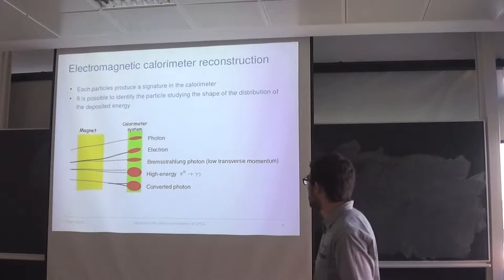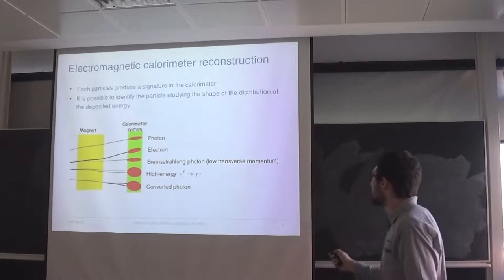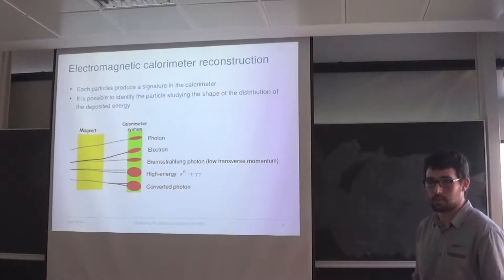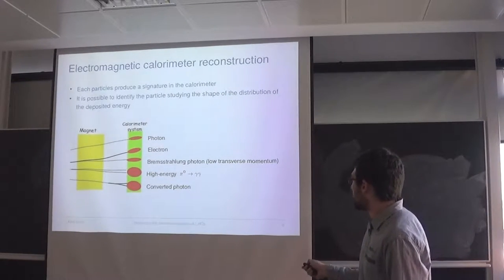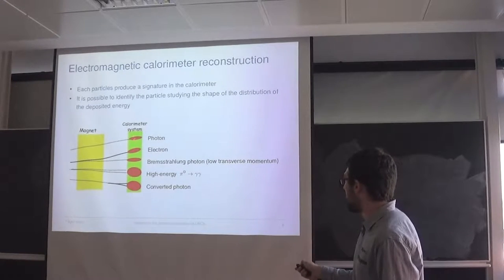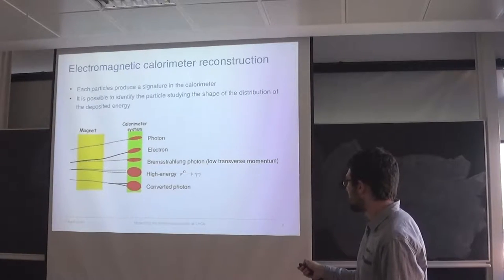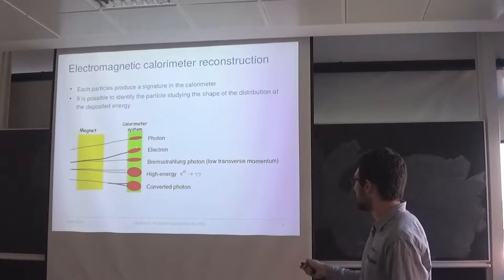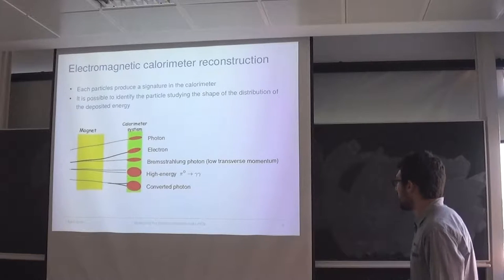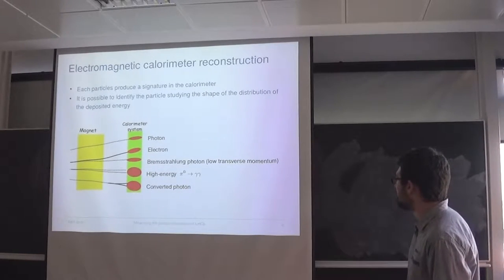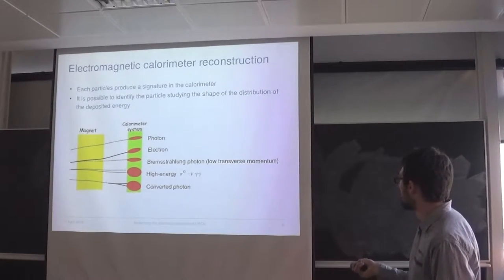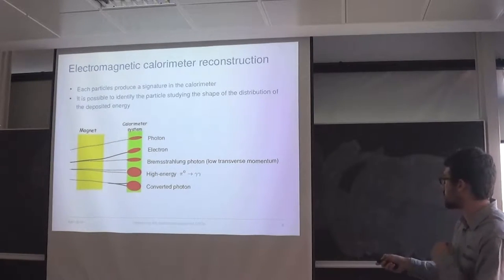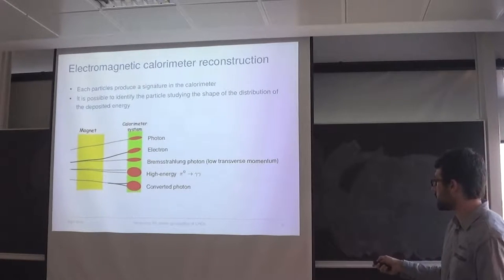Okay. So this is about the electromagnetic calorimeter reconstruction. Each particle also has a different shape. The shape of the cluster is different between all these particles. So it is possible to identify the particle by studying the shape of the distribution of the deposited energy.